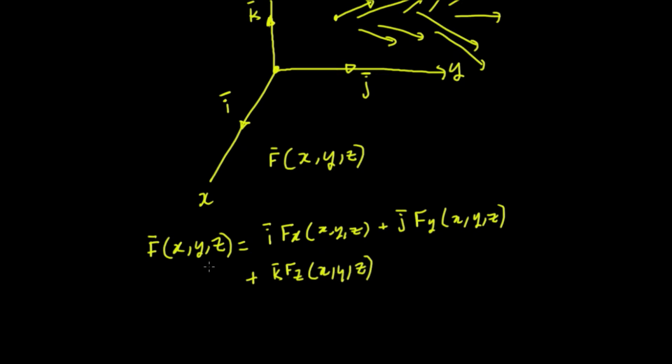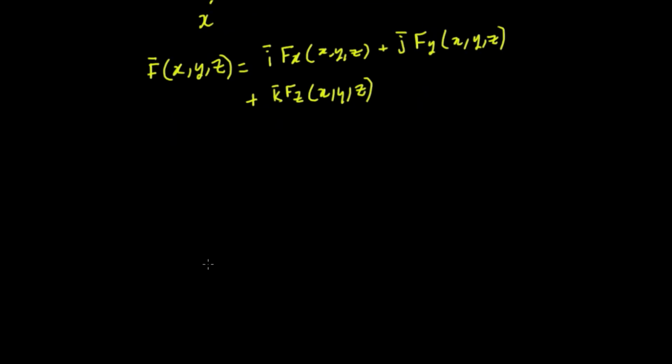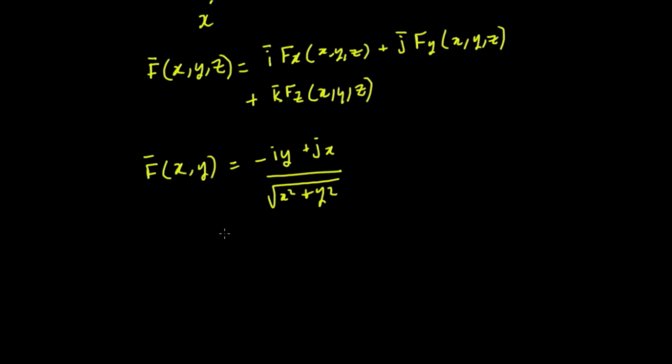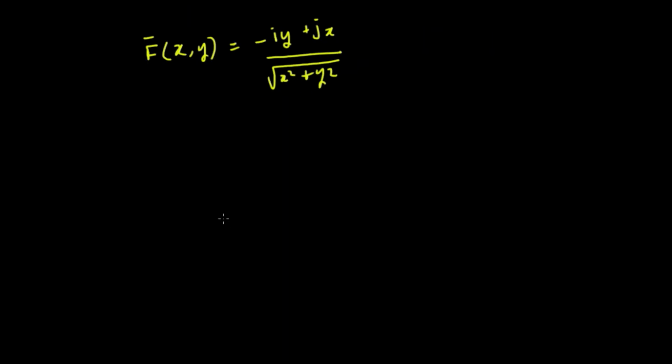Now, best done by example. So if we were to write out a two-dimensional vector function, say f of x, y, and we let it equal minus i in the y direction plus j in the x direction, all upon the root of x squared plus y squared. Then we can draw that function out.